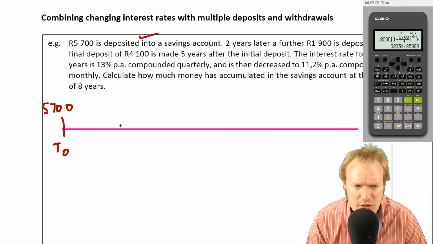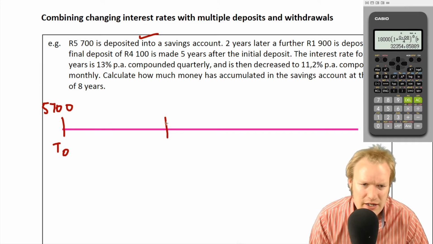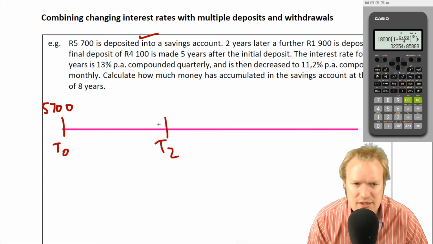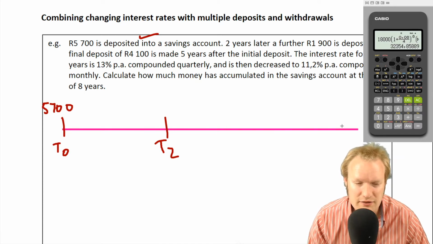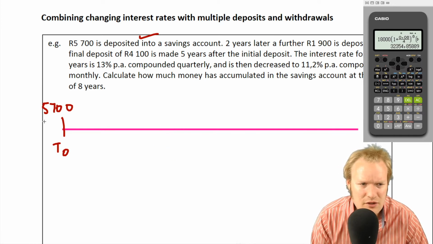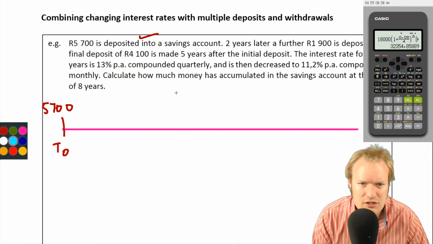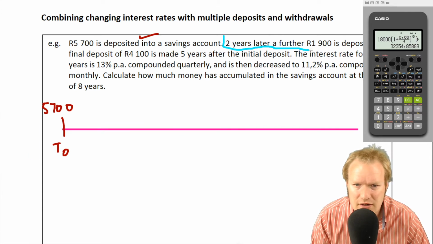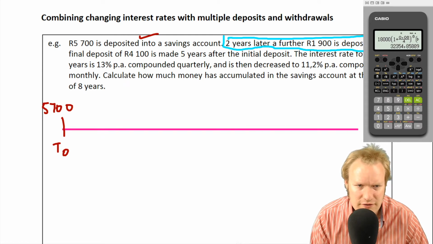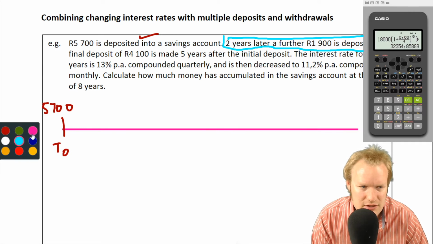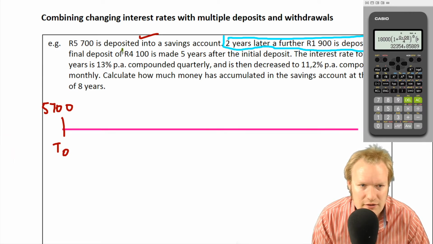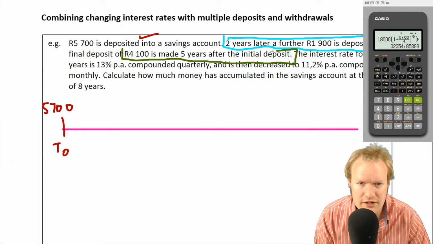2 years later, a further 1,900 Rand is deposited. Now, the only reason I don't want to put T2 is that I don't want to go to T2, and then suddenly 17 years later, my timeline's way out of scale. It doesn't have to be perfectly to scale, but let's just see what's going on. Next up, 2 years later, some more money is deposited. A final deposit of 4,100 Rand is made 5 years after the initial deposit. So there's going to be more happening here 5 years after the initial deposit.